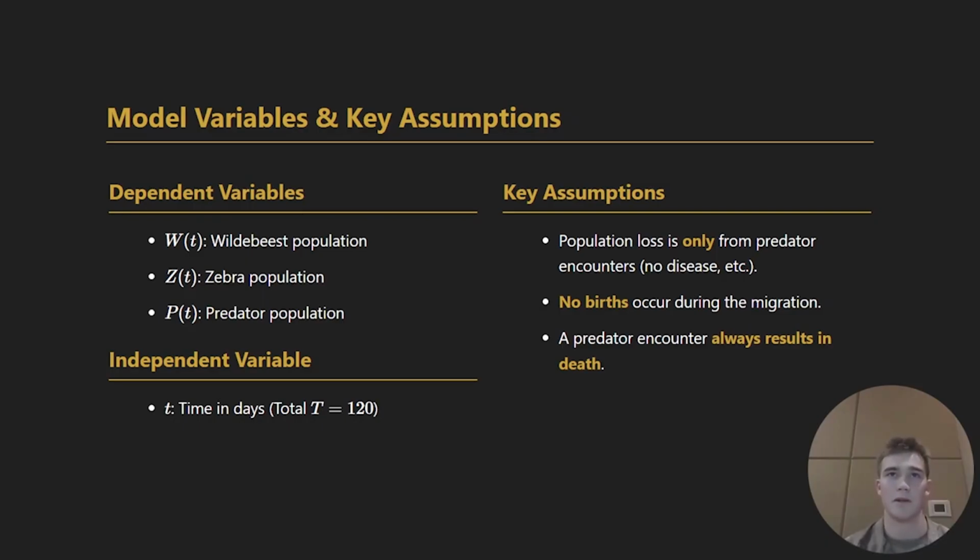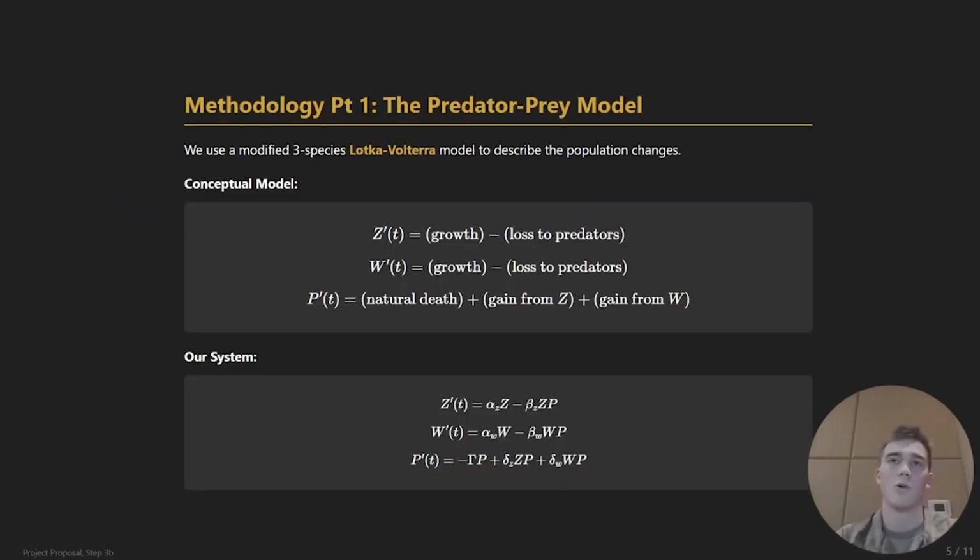Second, no births occur during the 120-day migration. And third, every predator encounter results in a kill. We do not account for prey survival, such as if a wildebeest or zebra were to put up a fight against a lion. Our core methodology is a three-species Lotka-Volterra, also known as predator-prey model.